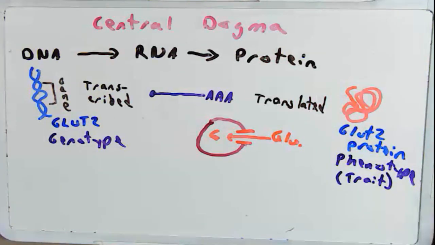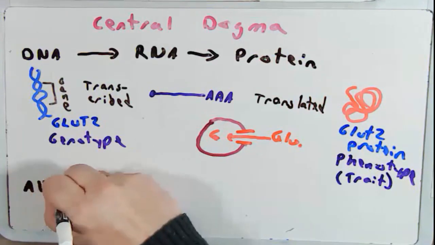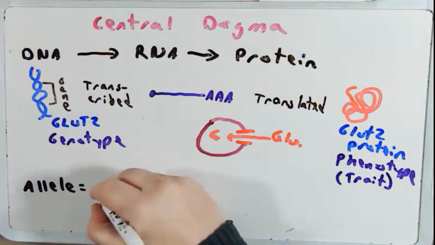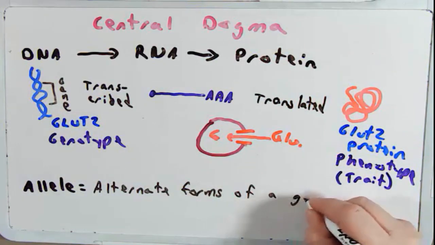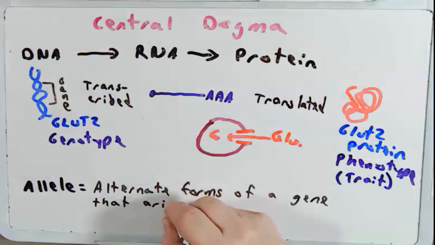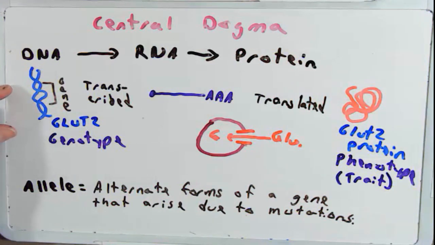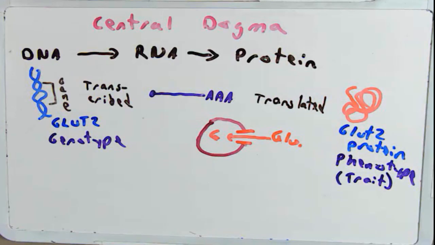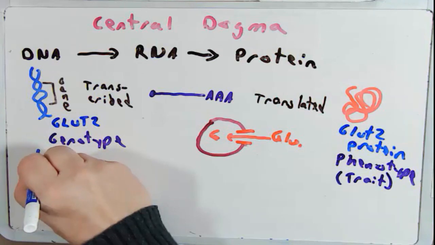So let's, down here, just define allele. And then I'm going to erase it because I need this room to draw. And these are just alternate forms of a gene that arise due to mutations. Now, this being an epigenetics class, we're not going to focus a lot on mutations, but it's good for us to think about different alleles within a population. So let's, for the sake of this discussion here, draw a different allele of GLUT2.